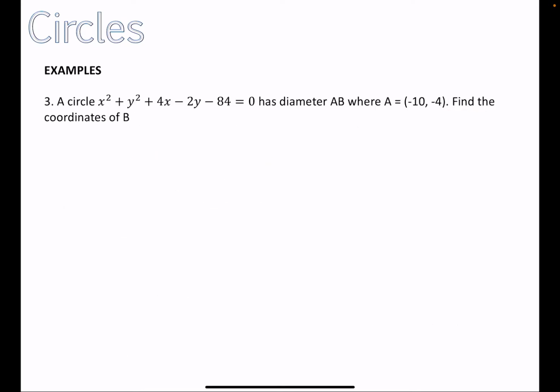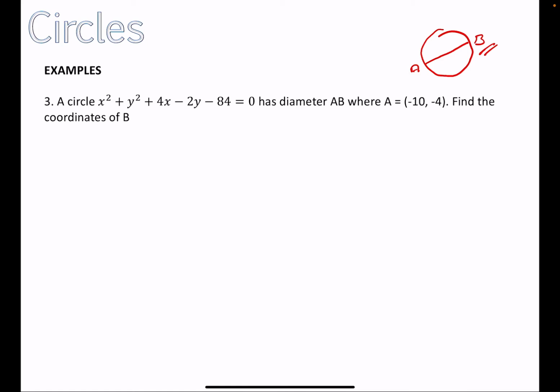Okay. All right, so third question now. Circle x squared plus y squared plus 4x minus 2y minus 84 equals 0 has diameter AB, where A is (-10, -4). We're going to find the coordinates of B. So what we've basically got here is a situation where we've got a circle, we've got a diameter, we know one point, and we're trying to find this point here. So we're taking all the information that we've got and trying to find basically the point opposite this.